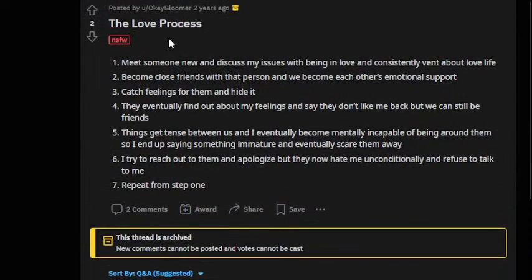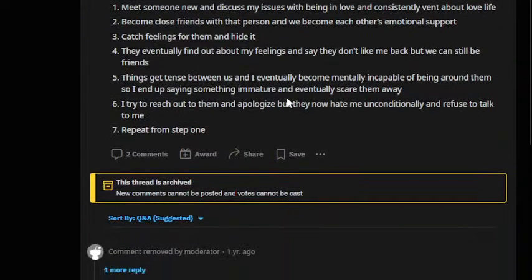The love process. 1. Meet someone new and discuss my issues with being in love and constantly vent about love life. 2. Become close friends with that person and we become each other's emotional support. 3. Catch feelings for them and hide it. 4. They eventually find out about my feelings and they say they don't like me back, but we can still be friends. 5. Things get tense between us and I eventually become mentally incapable of being around them, so I end up saying something immature and eventually scare them away. 6. I try to reach out for them and apologize, but they now hate me unconditionally and refuse to talk to me. 7. Repeat from step 1.